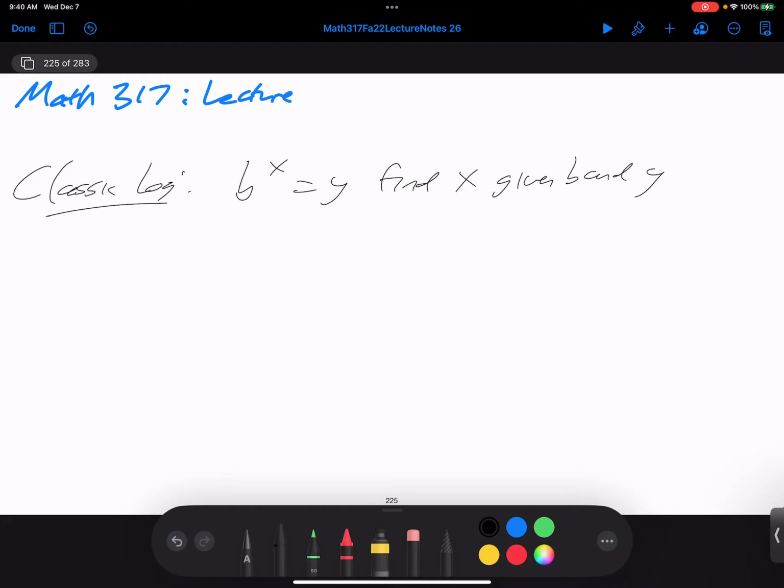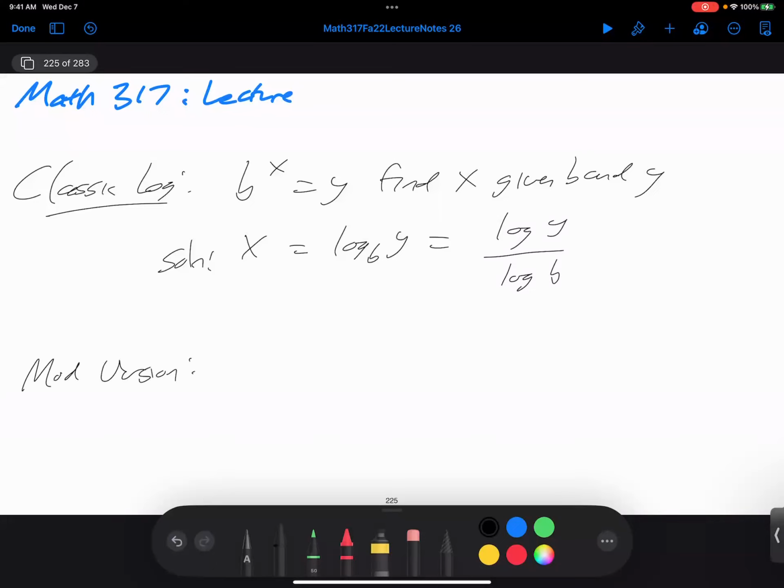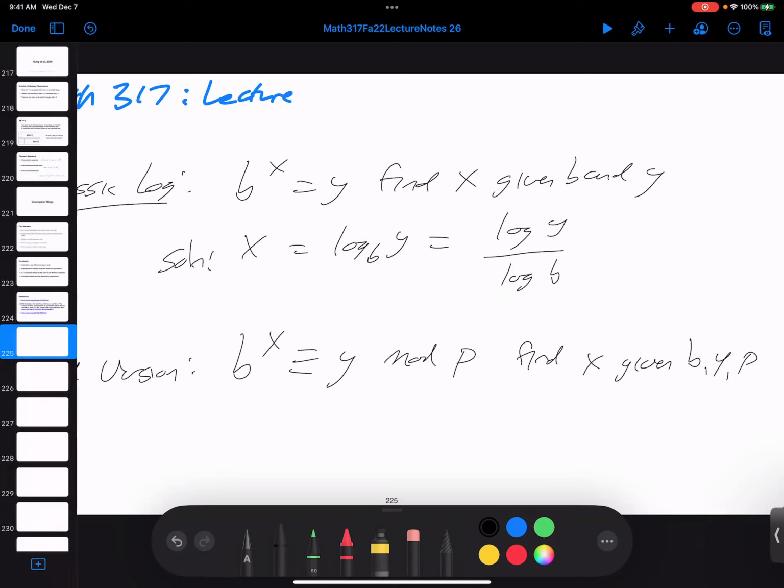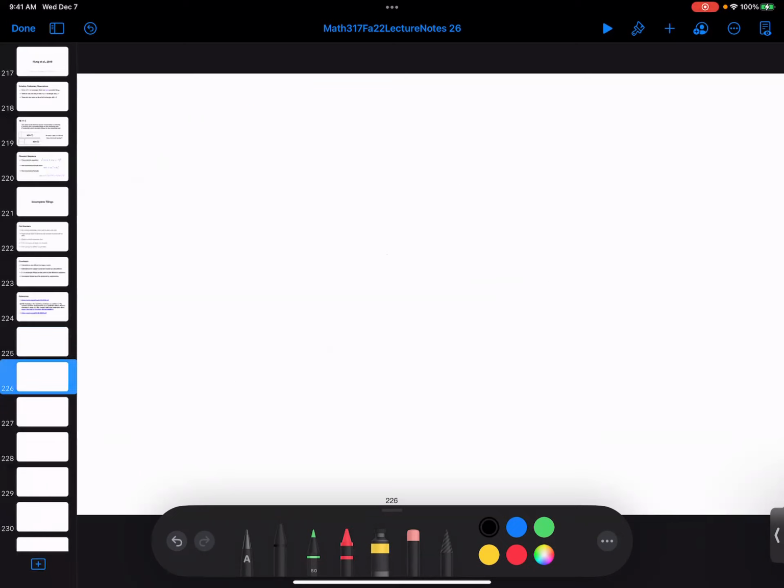The discrete, the mod version, is we have b to the x is congruent to y mod some prime p, for example. And we want to find x given b, y, and p. And that's much harder. We don't have a good way to do something like this. That doesn't mean that there isn't a good way. Okay, so just some general stuff about cryptography, and we're going to have another lecture on cryptography.